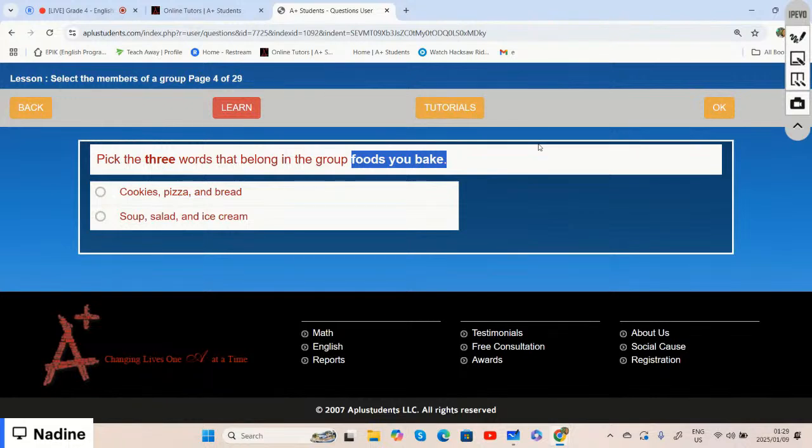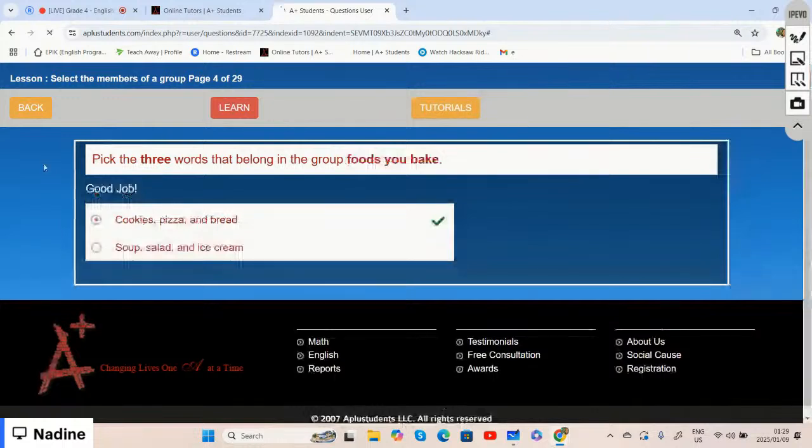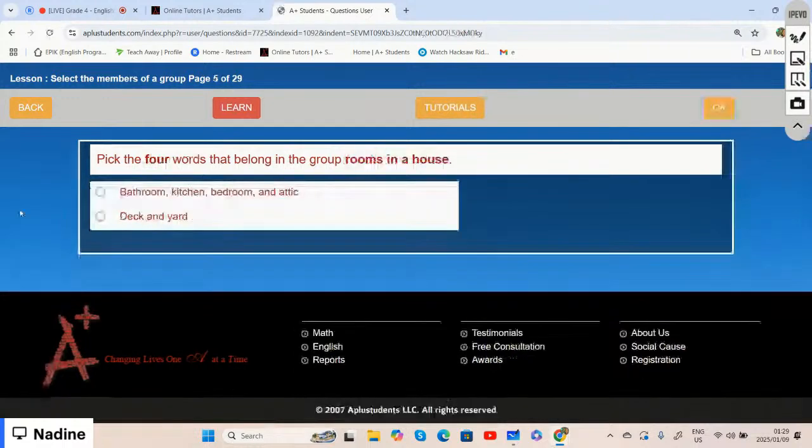And if we were to choose three words that belong in the group food you bake, then yes, we can say option one, well done. Cookies we bake, pizza we bake, bread we bake. Well done.